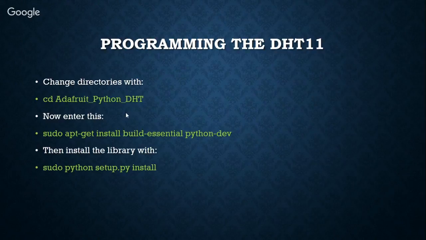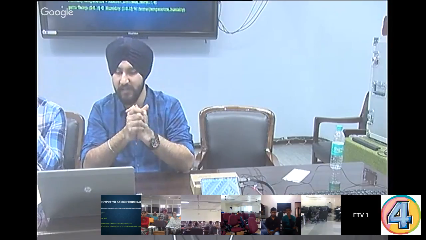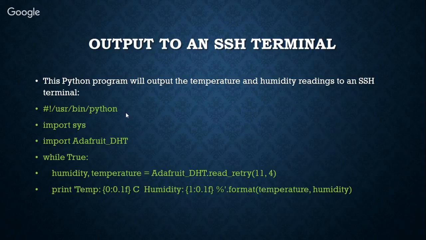Once this code is written, we can simply write this small Python script to get the result of the temperature and humidity. Now I'll be explaining this code to you. This Python program will output the temperature and humidity readings into a SSH terminal, whatever terminal you are using. When we open the terminal on Raspberry Pi, we simply create this code by writing import sys as the first line. This imports basic system files of Python that are required to run the sensor on the GPIO pins.